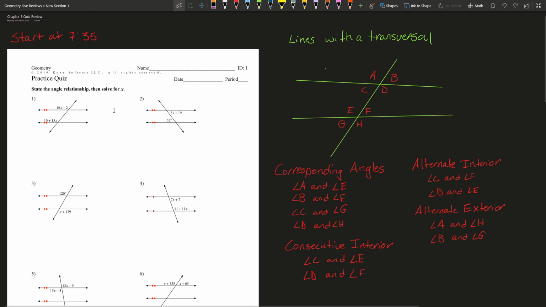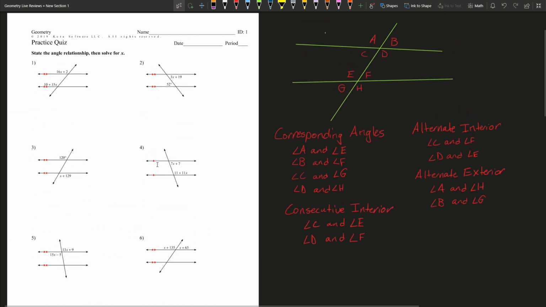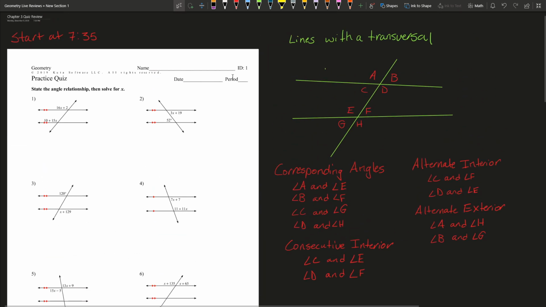The majority of this quiz, 1 through 10, has to do with everything that I have written here. You need to know the angle positions, you need to know what they mean, and you need to know what happens if these two lines are parallel. All these are the same positions, but if these two lines are parallel, then these positions mean different things.